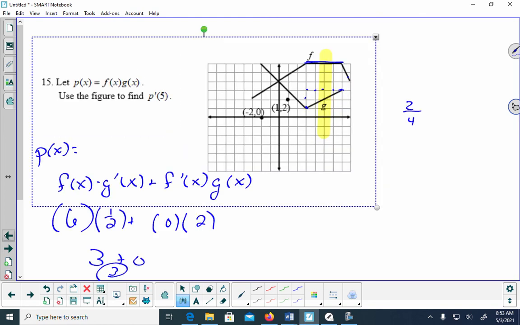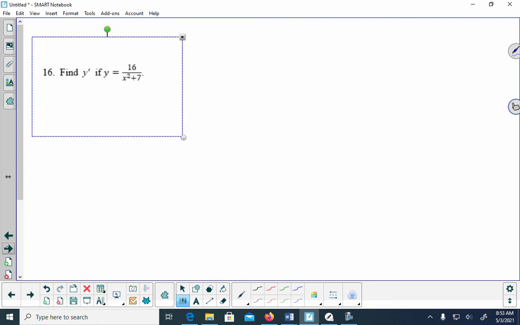The best thing you can do for yourself is write this down so you know what you're substituting in and you don't get all lost and confused and upset.